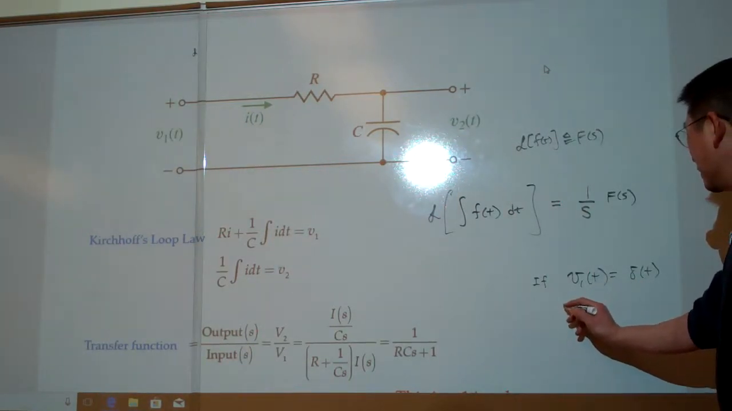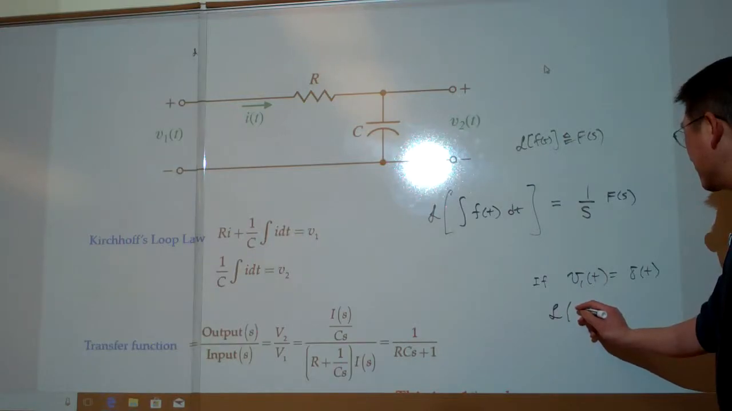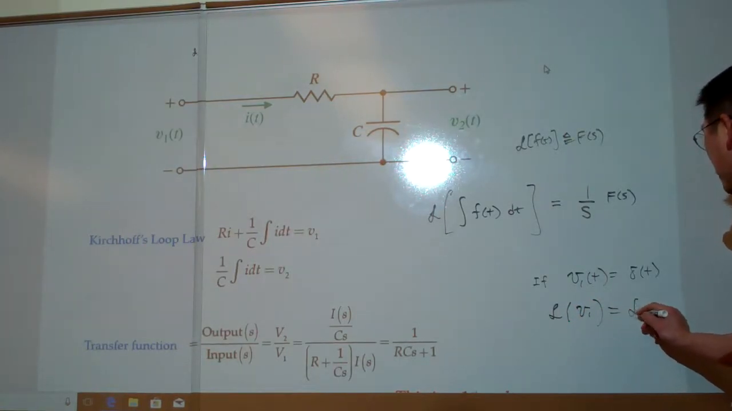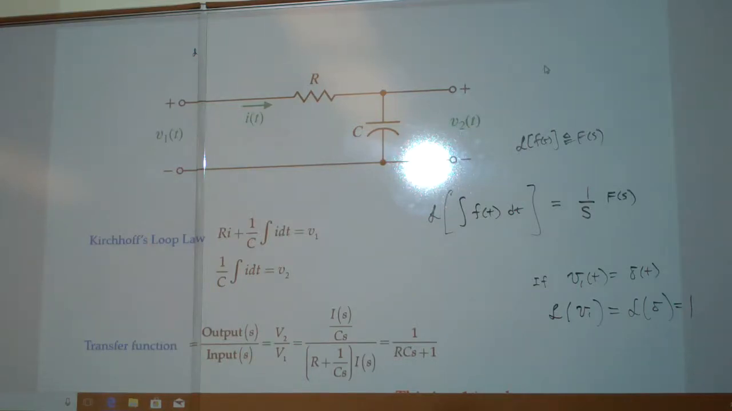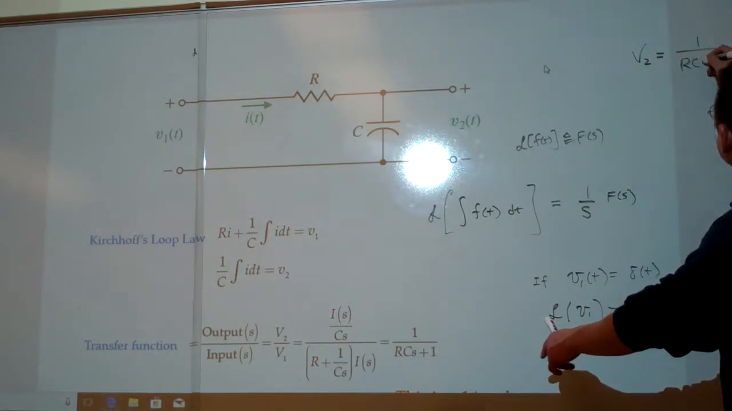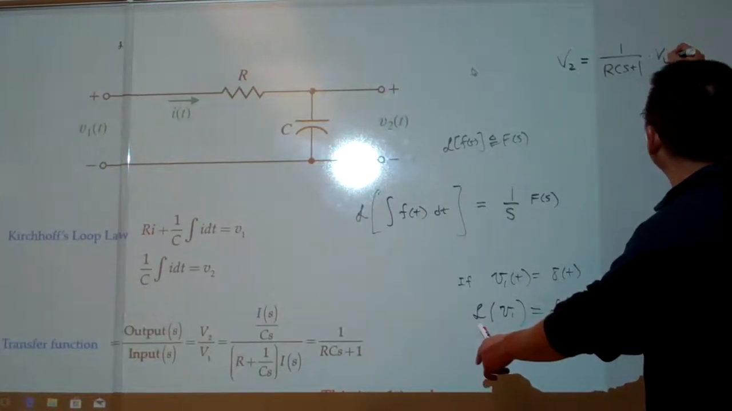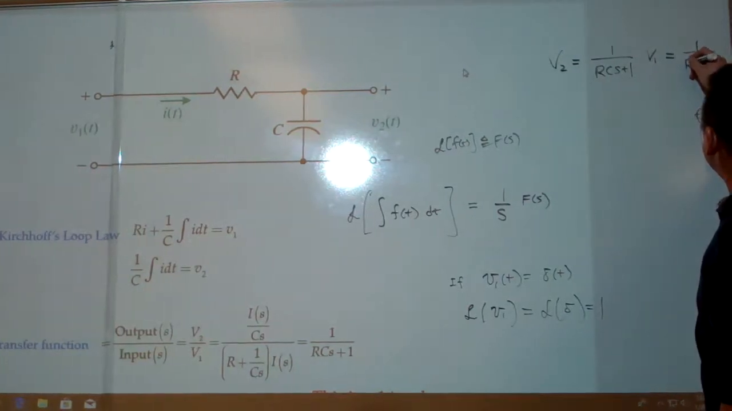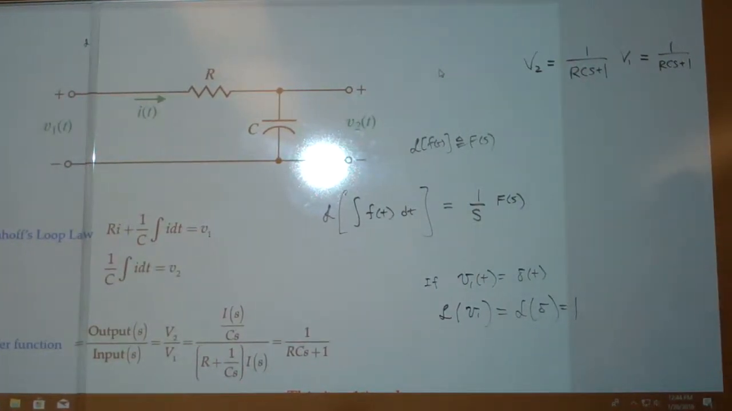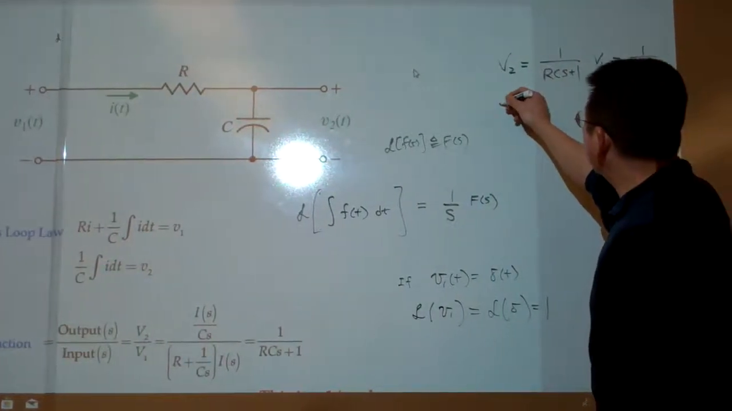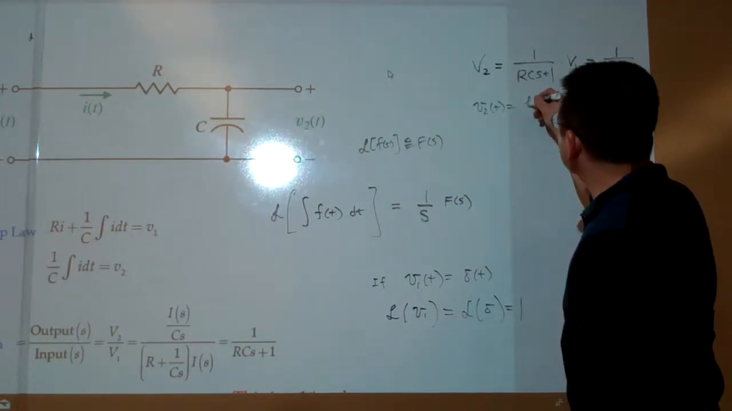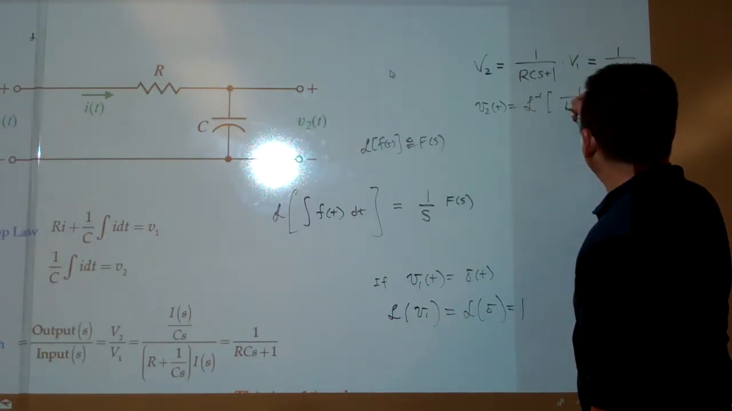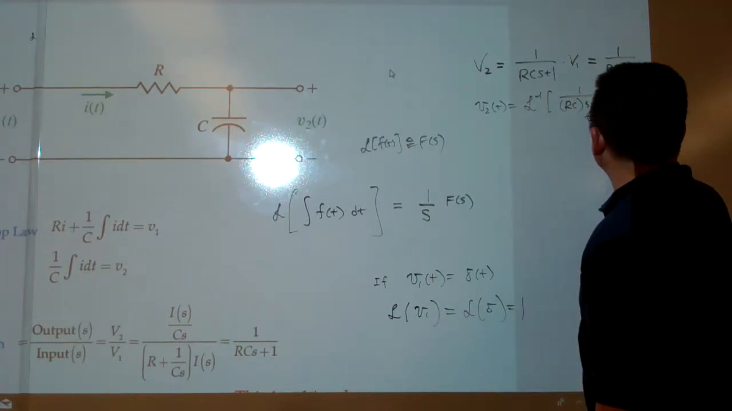In this way, the Laplace transform of V1 will be equal to the Laplace transform of the delta, and that is equal to 1. Under this situation, you should be able to calculate V2. So V2 will be equal to 1 over RCS plus 1 times V1, and V1 equals 1. So V2 is 1 over RCS plus 1. So V2 over t is the Laplace inverse of 1 over RCS plus 1.